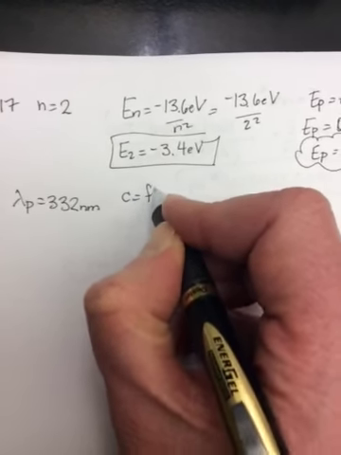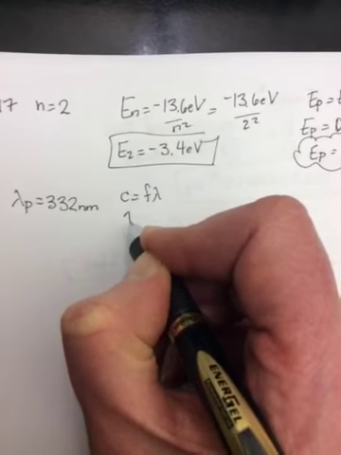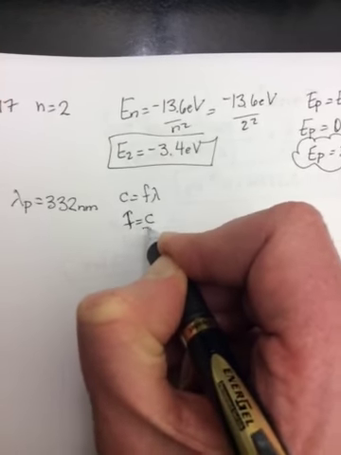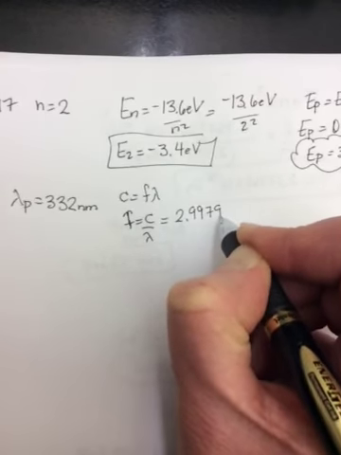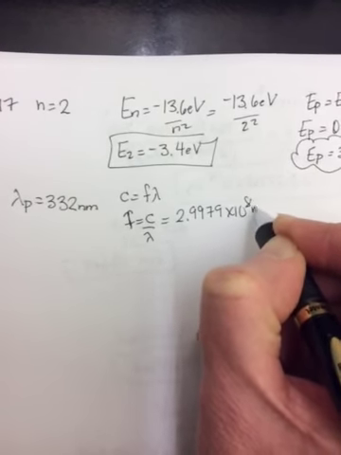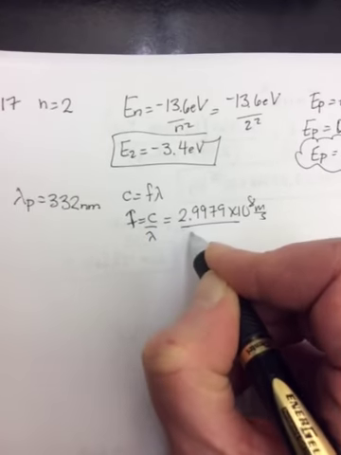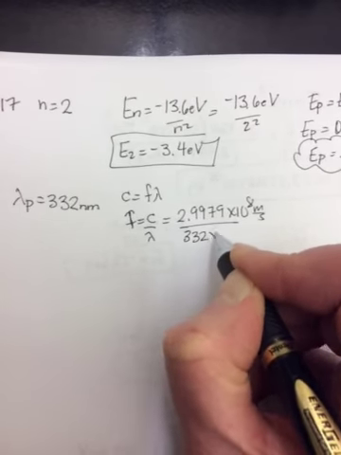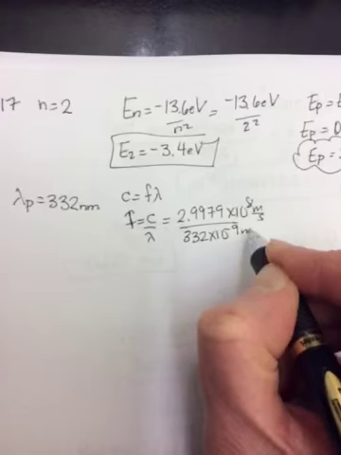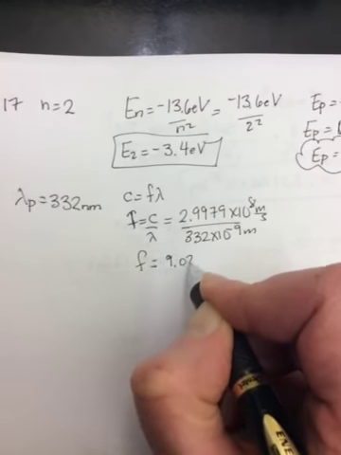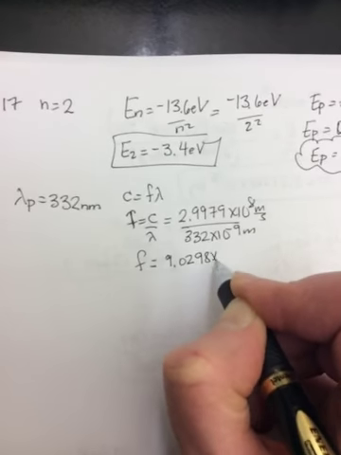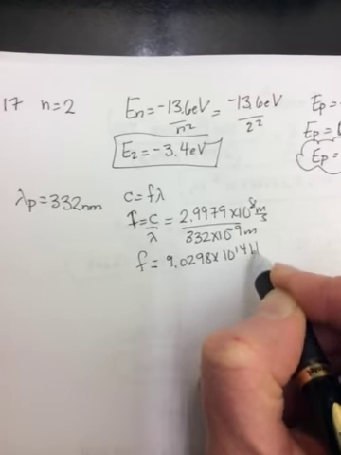So first do c equals f lambda. So f is equal to c over lambda. So 2.9979 times 10 to the 8th meters per second over 332 times 10 to the negative 9 meters. And you get a frequency of 9.0298 times 10 to the 14th hertz.